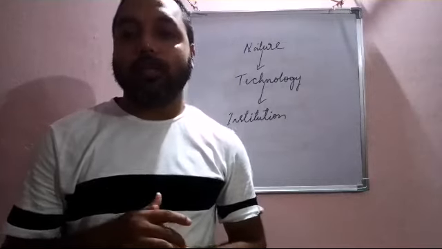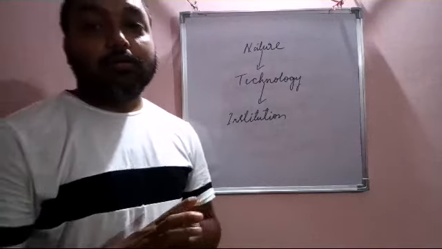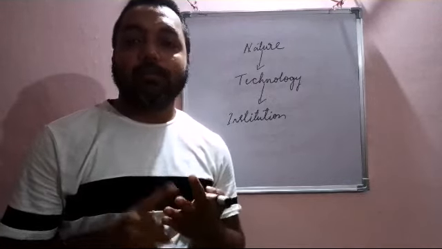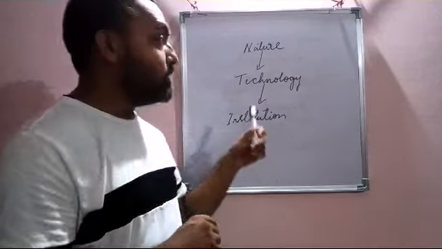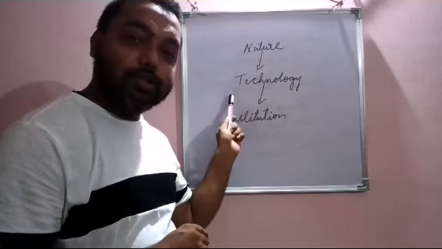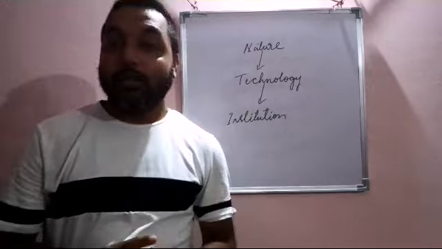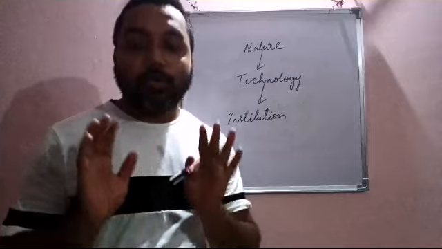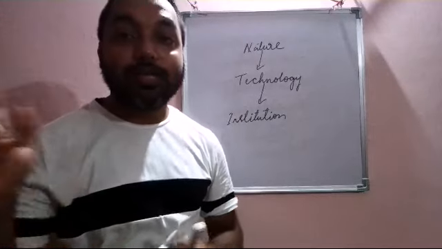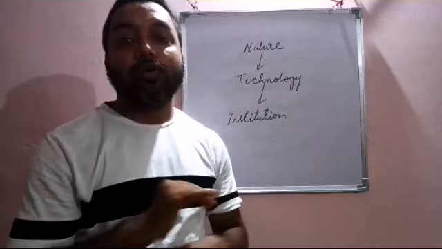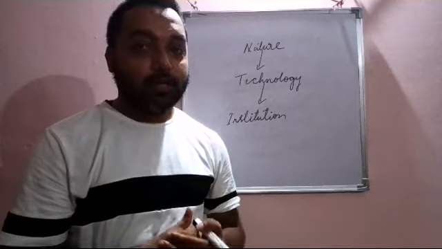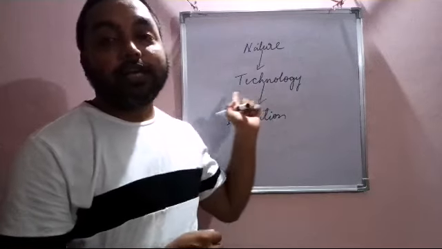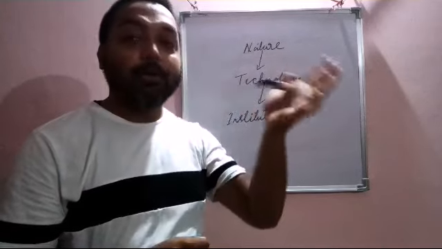Now let us move on to the next point, that is how resources are developed. There are three processes involved in the development of resources. Here it is: first is nature, second technology, then institution. First, resources are always developed by nature. Almost 90% of resources, only nature can develop. No human being can create these resources. But when they are in nature, only with the help of technology can we come to know about these resources.